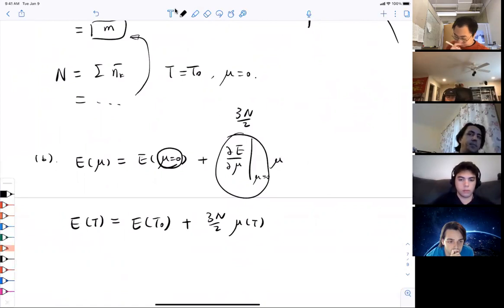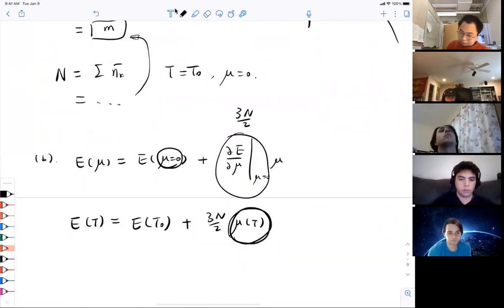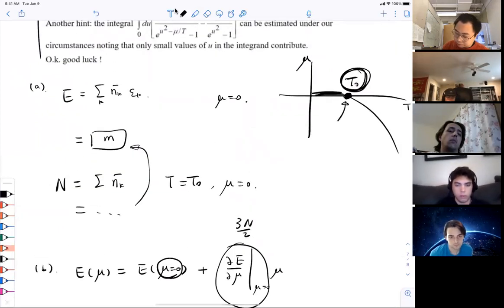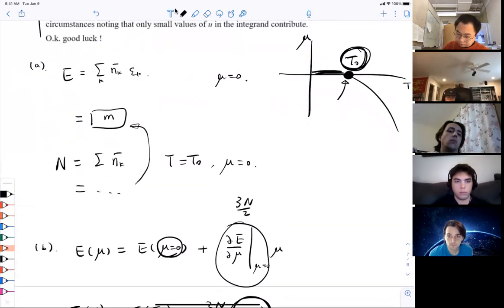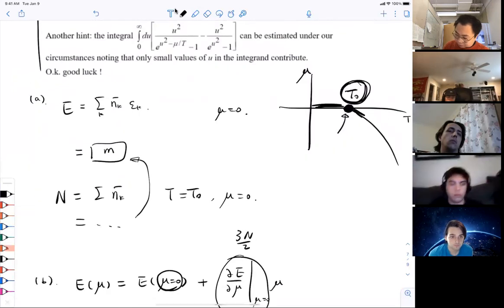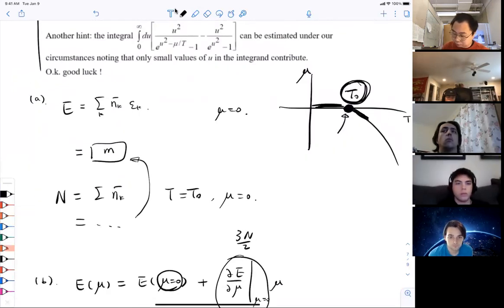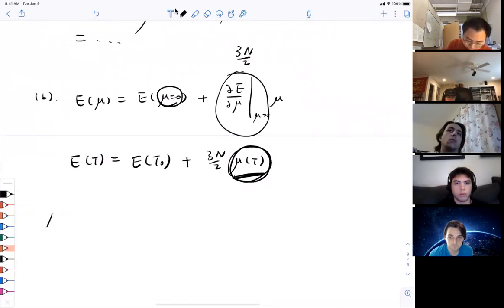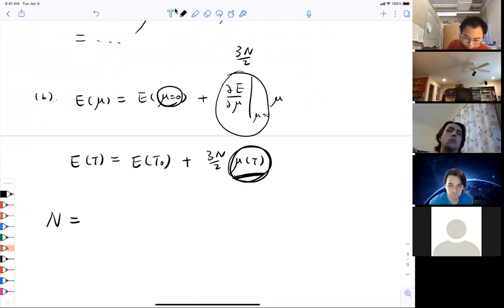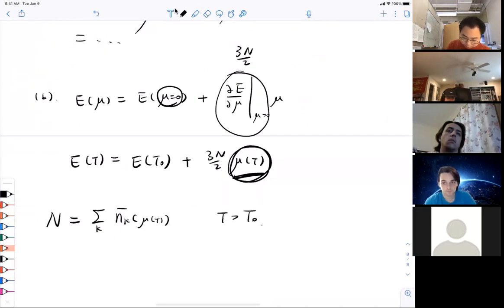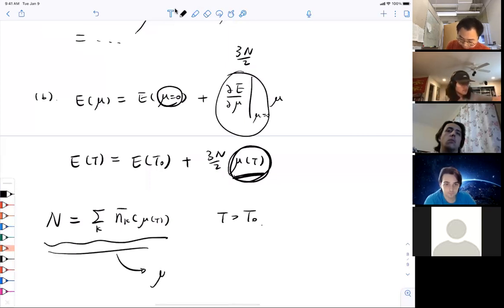So we only need to figure out the temperature dependence of the chemical potential near this transition point. This is for the region above the critical temperature. To do this, we only need to make use of n equal to the sum over k of n_k. This is a function of chemical potential for T larger than T naught.